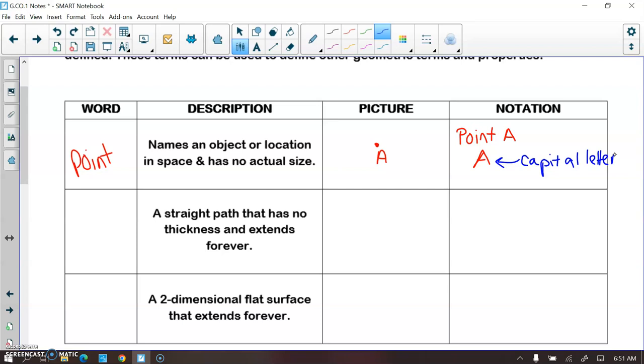Now, the reason why I say that a point is an abstract concept is because it names an object or location in space and has no actual size. For example, a city on a map could be considered a point, and we use a point to represent it on the map. However, the city of Chicago and the city of Cincinnati are not the same size. They are actually quite different. But we use the same type of symbol to represent those things.